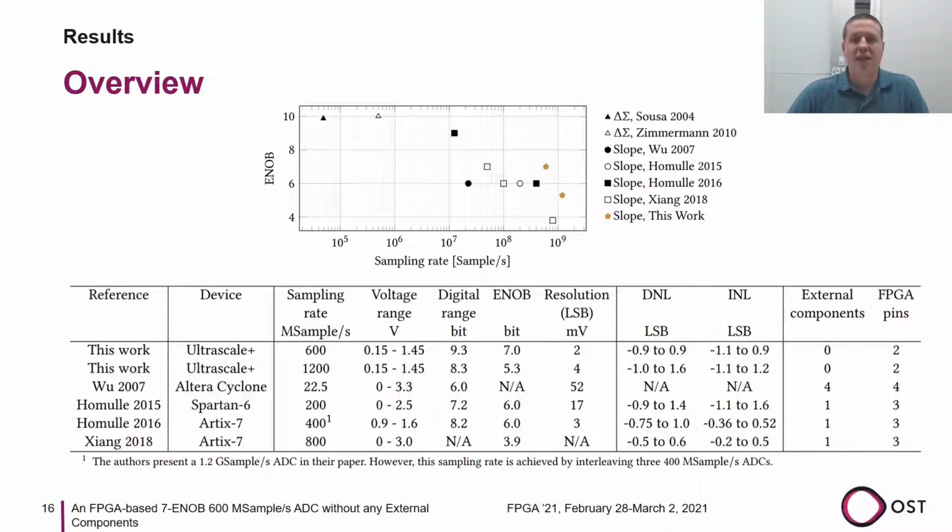With the 600 megasample ADC, an ENOB of 7 is achieved, while the 1.2 gigasample version of the ADC accomplished an ENOB of 5.3. The voltage range is from 0.15 volt to 1.45 volt. Unfortunately, not the whole voltage range of the FPGA can be used, as the LVDS comparator has two deadbands where it does not work. It is also once again worth mentioning that this ADC does not require any external elements and hence requires also less pins.